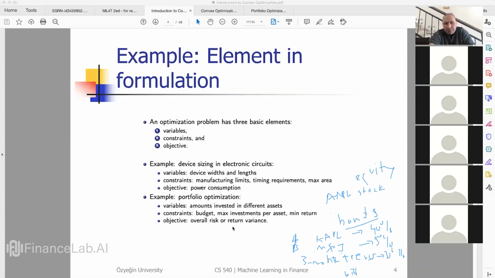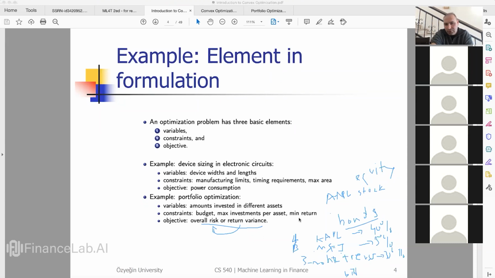And in this case, one objective we're interested in is minimizing the overall risk or the variance. So we try to minimize the variance of all stocks. The variance is also used to model the risk in portfolio optimization. So we try to minimize the overall risk given certain constraints.